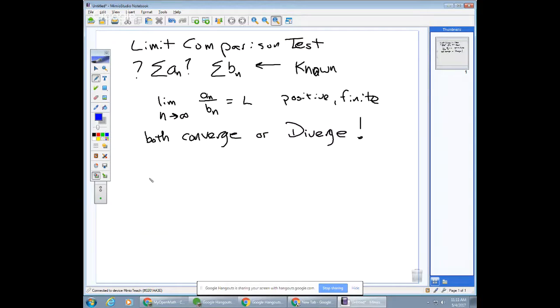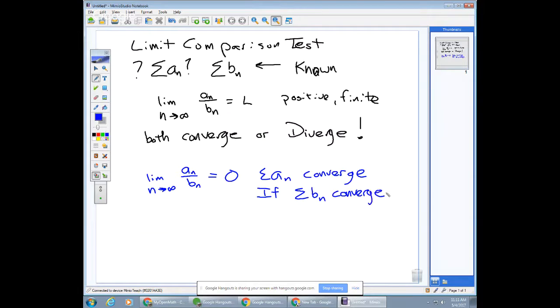So one possibility is, well, what if the limit instead goes to 0? You'd think, oh, that should be good. A sub n over B sub n. This can only be used to show convergence. So the sum of the A sub n's converge if the sum of the B sub n's converges also. But if B sub n, my known series, happen to diverge, then the 0 doesn't actually tell me anything.